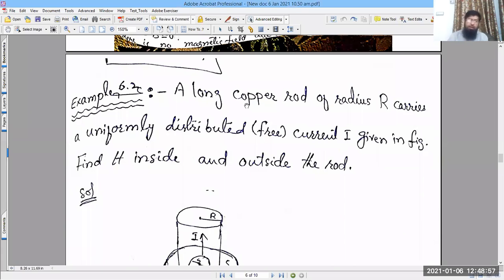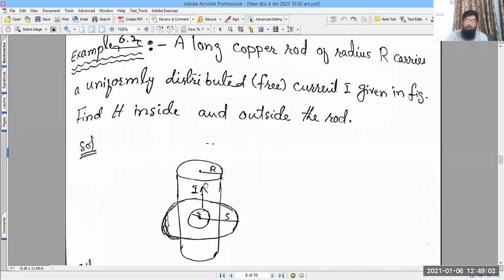Now if we look here, a long copper rod, this is the wire or rod, a long copper rod of radius r carries a uniform distribution of free current I, as given in the figure. It means the current I is flowing in it, in the upward direction, which we call the current flowing along the z axis, along k. Find the H inside and outside. We have to find H inside and outside.